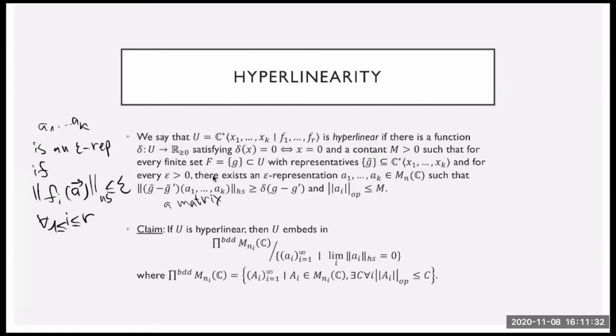Now you can see that if you have such a bound on the generators, because the operator norm is submultiplicative, and you have the triangle inequality, you can deduce, for any specific G, some bound on its operator norm, right?